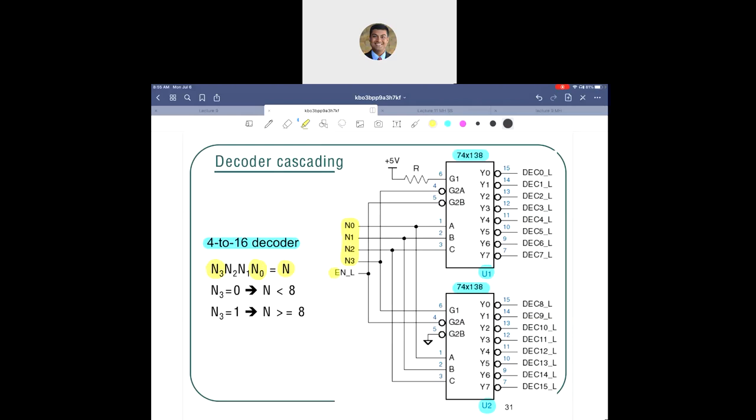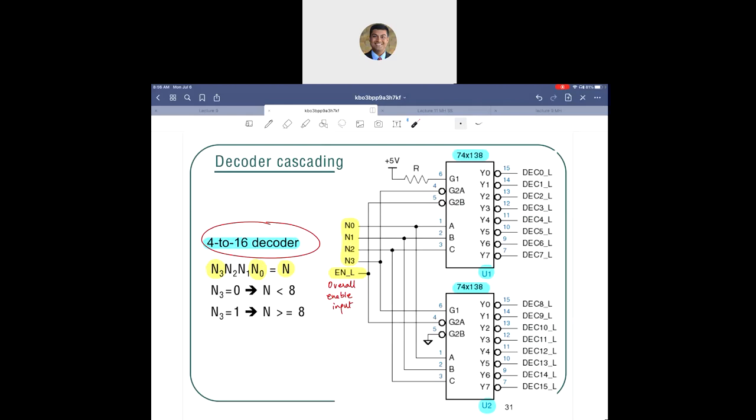And there is an overall enable underscore L. So this is going to be our main enable, the overall enable input. This is the one that controls the enable for the 4 to 16 decoding operation. But we know that 74138 chips have three enable inputs each. Some of them are active high, some of them are active low. So we are going to have to figure out how we relate them to the inputs.